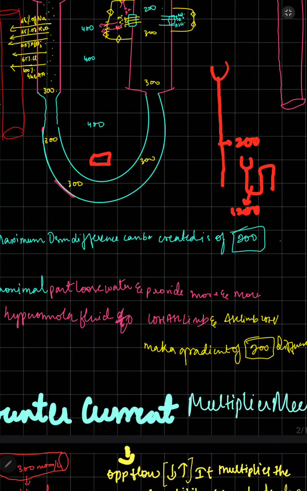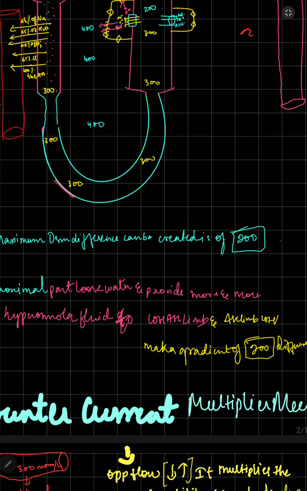So what happens is this part of loop of Henle, oh, I got erased, no problem. Alright, it doesn't look like nephron. Alright, so what happens basically is this part of nephron is made as such that it loses out water. So when it loses out water, it provides more concentrated solution here, and then this part of nephron can work and create a gradient of 200 and can create more concentration in this interstitium.